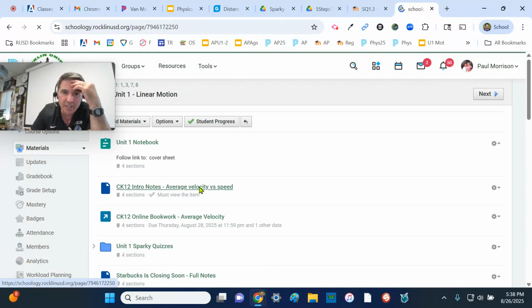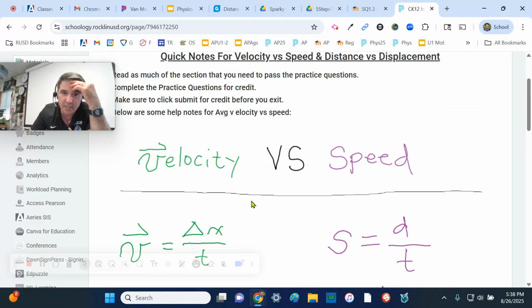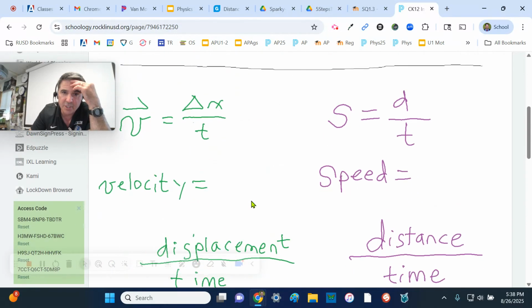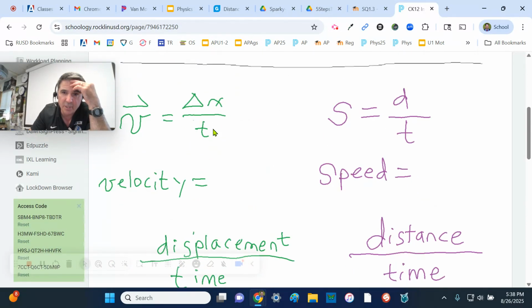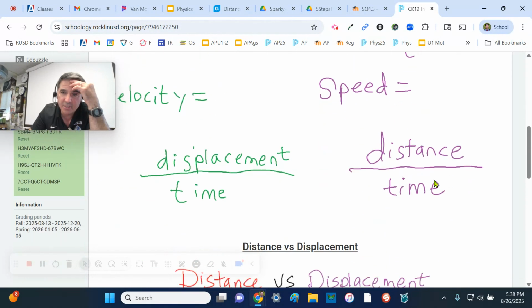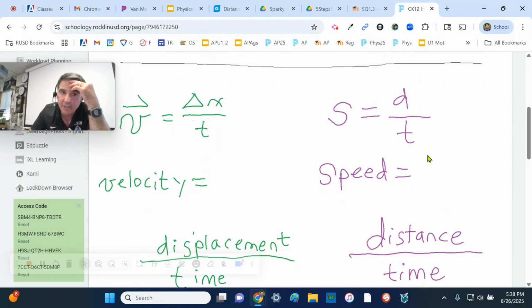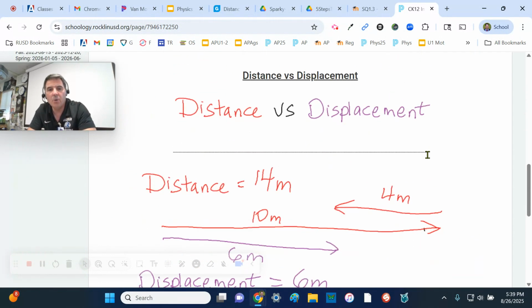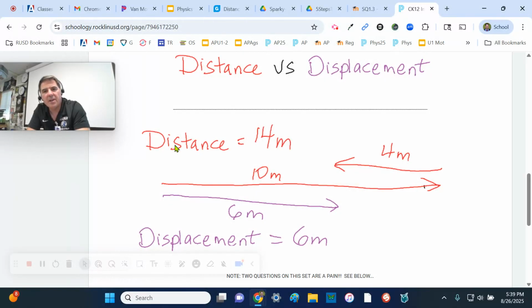So the first thing is, you look at your notes, and the note just says, what's the difference between velocity and speed? Well, velocity is displacement over time. It says right there. That's what this green is saying. And speed is distance over time, and they're slightly different. Now, what is the difference between displacement and distance, you ask? Distance is how fast you actually go. So if I go 10 and 4, I've gone 14. The displacement is how far you are from the beginning.